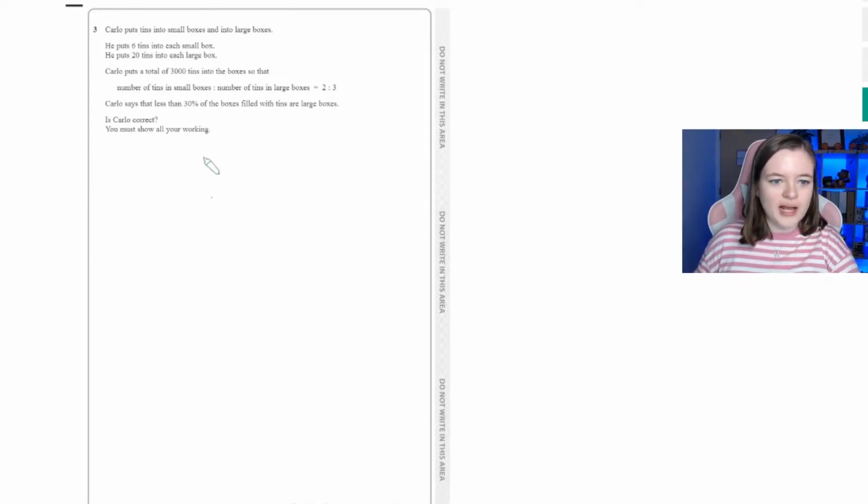So what I saw first is, we know that Carlo puts a total of 3,000 tins into the boxes. And we know that the number of tins in small boxes is 2 parts, in large boxes is 3 parts. So it's 3,000 tins into small boxes and large boxes. And this ratio tells us how many tins are put into small, how many tins are going into large, if that makes sense. So this ratio means there's 5 parts, right?